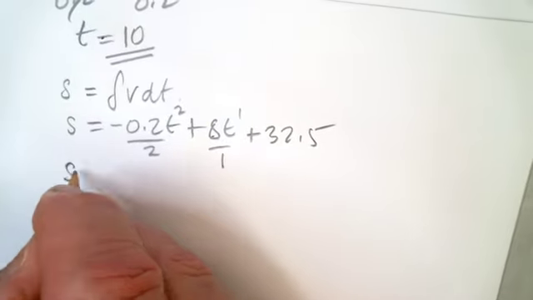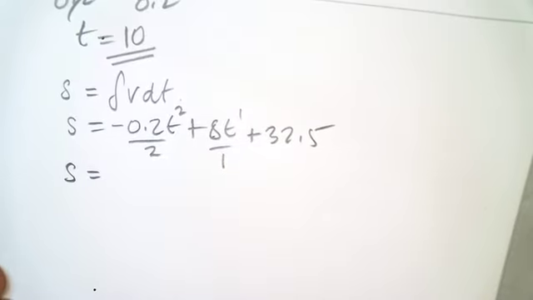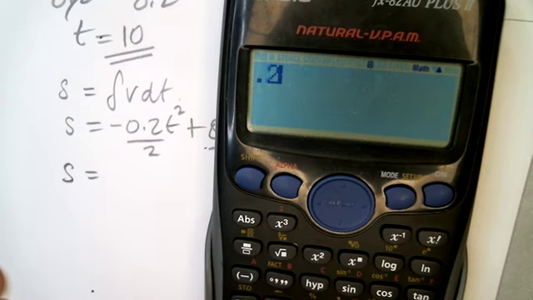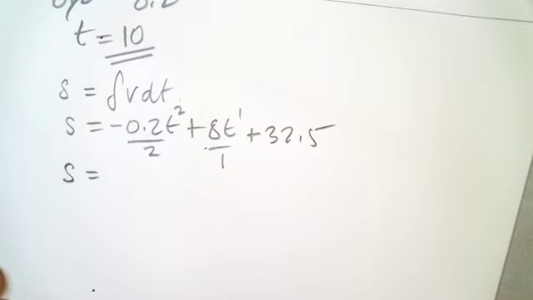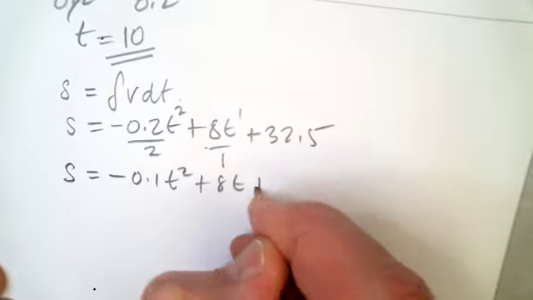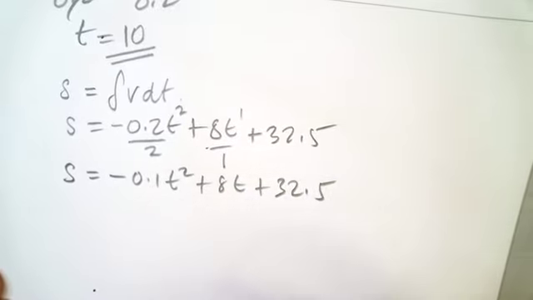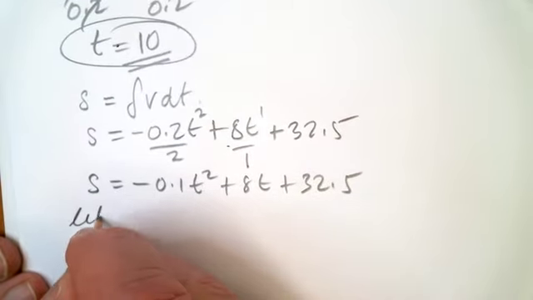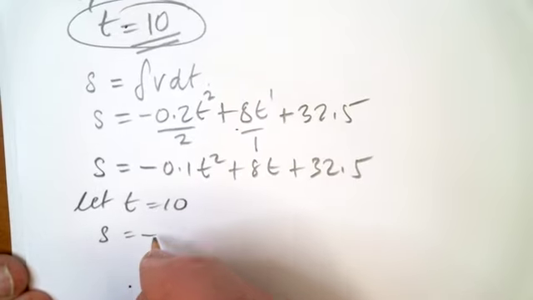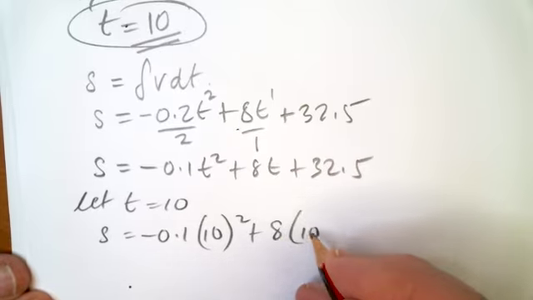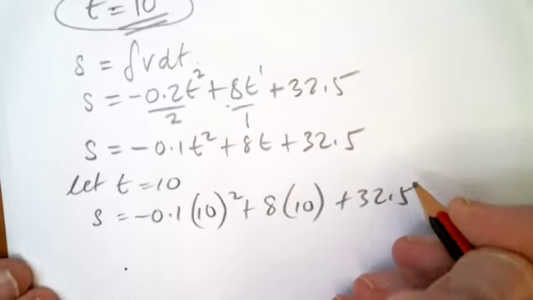Let's tidy this up. S is equal to negative 0.2 divided by 2, which is negative 0.1 t squared, plus 8t plus 32.5. Now, the time we've just calculated is 10, so let t equal 10. So S is equal to negative 0.1 times 10 squared plus 8 times 10 plus 32.5.